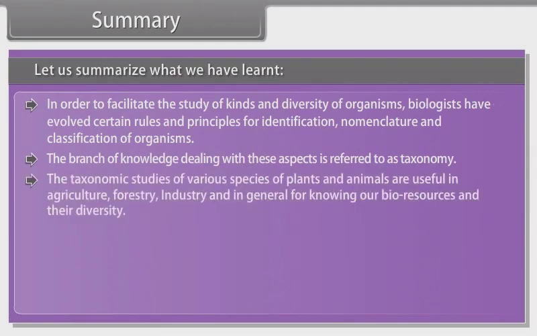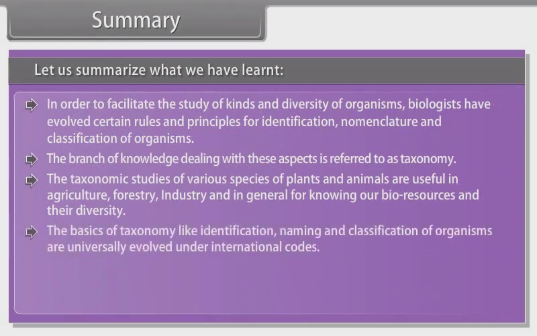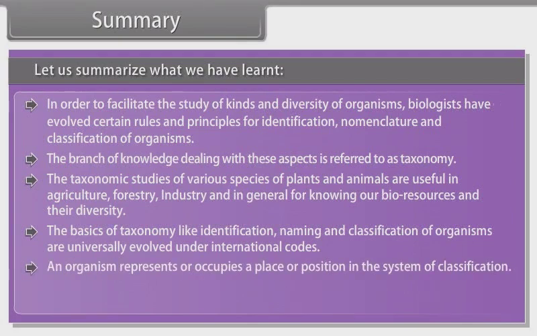The taxonomic studies of various species of plants and animals are useful in agriculture, forestry, industry, and in general for knowing our bioresources and their diversity. The basics of taxonomy, like identification, naming, and classification of organisms, are universally evolved under international codes. An organism represents or occupies a place or position in the system of classification.